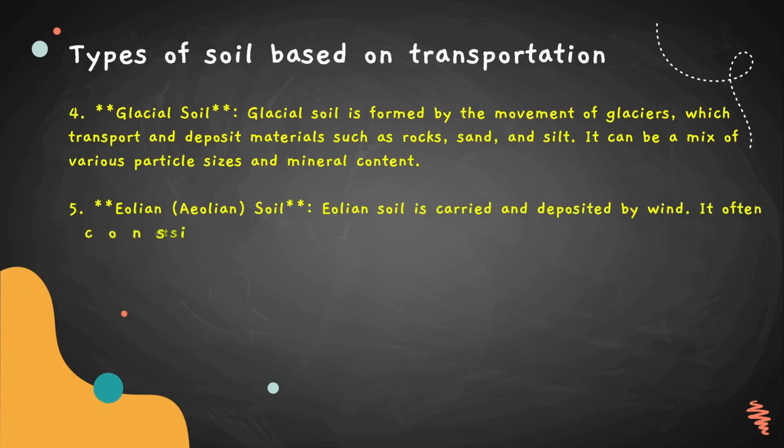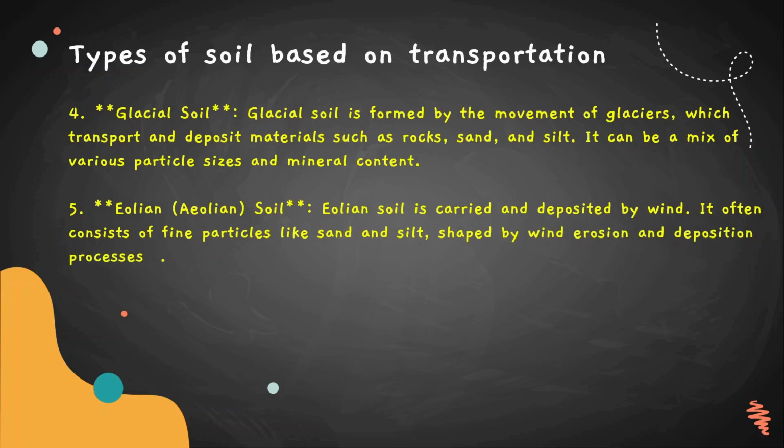Then aeolian soil. Aeolian soil is carried and deposited by wind. So whether aeolian or eolian, it is deposited and carried by wind. It often consists of fine particles like sand and silt shaped by wind erosion and deposition processes. Though it is transported by wind, the particle size is very fine.